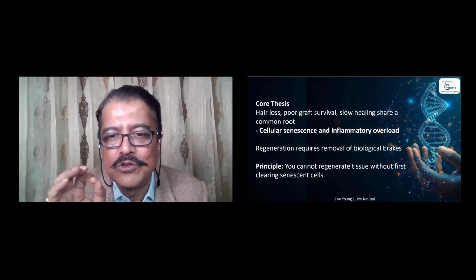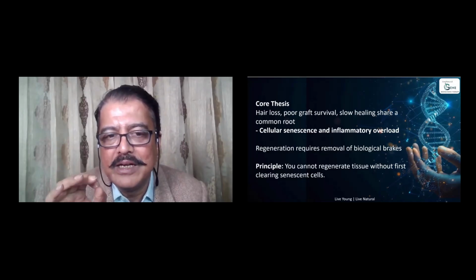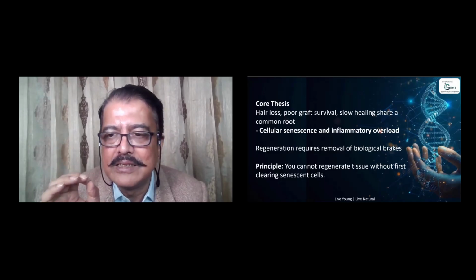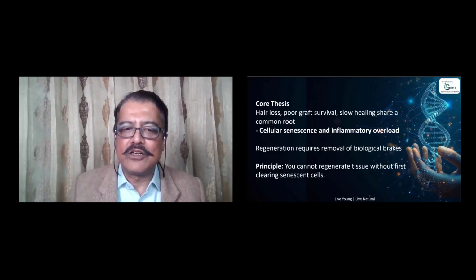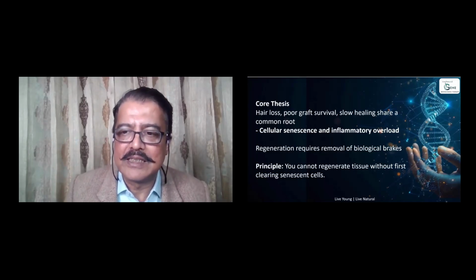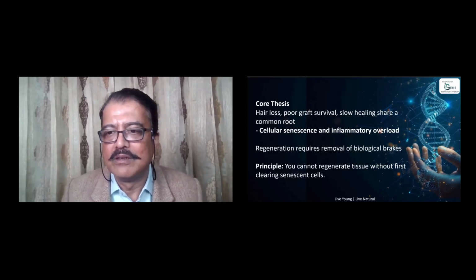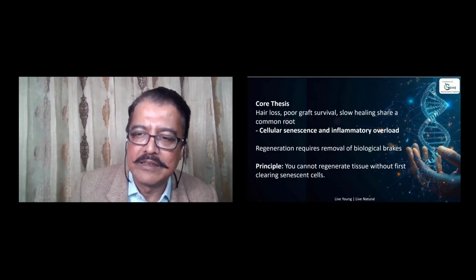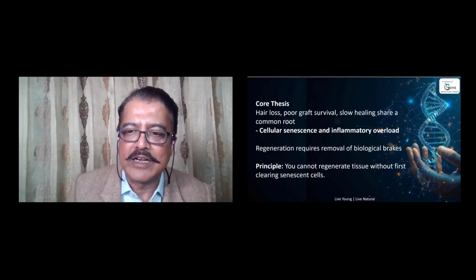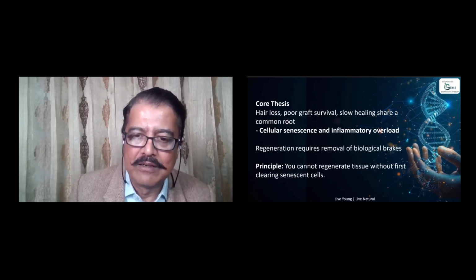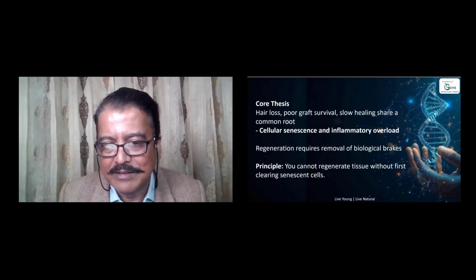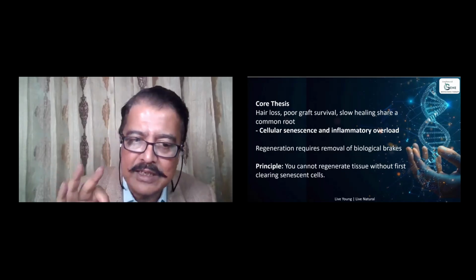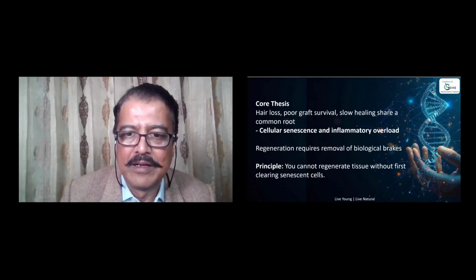Regeneration requires removal of those biological breaks. When I say breaks, those are the senescent cells. The underlying principle here is that you cannot regenerate tissue without first clearing the senescent cells. If the environment is not good, and if a person has a fever of 104 degrees and you give him vitamin B12 and vitamin D to make him healthy, that will not work. Same is the thing here. You cannot regenerate a tissue without first clearing the senescent cells.